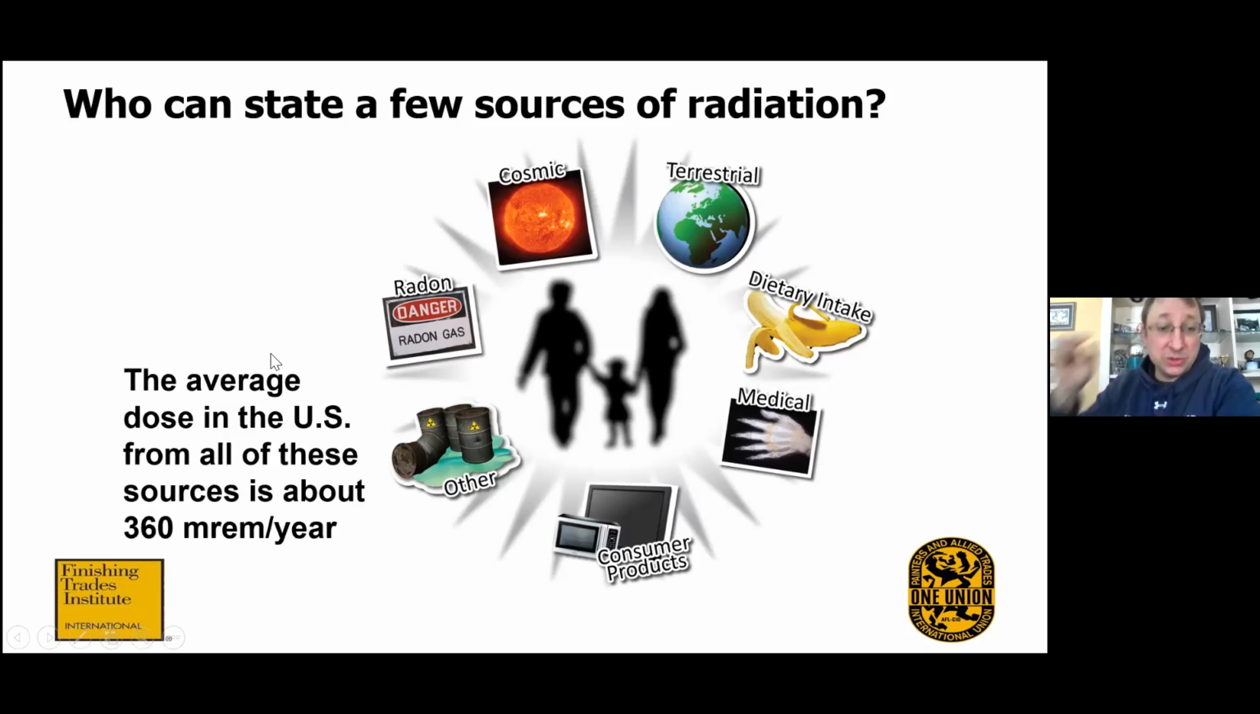So the average dose in the US from all these sources together is about 360 millirem. So 1,000 millirem equals 1 rem. And the Department of Energy allowable dose for a worker in 1 year is 5 rem. So this is almost about 100 times less than what the Department of Energy dose is for a worker that's allowed in 1 year.